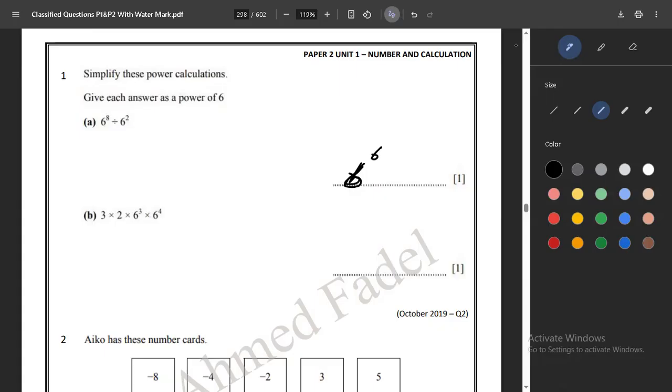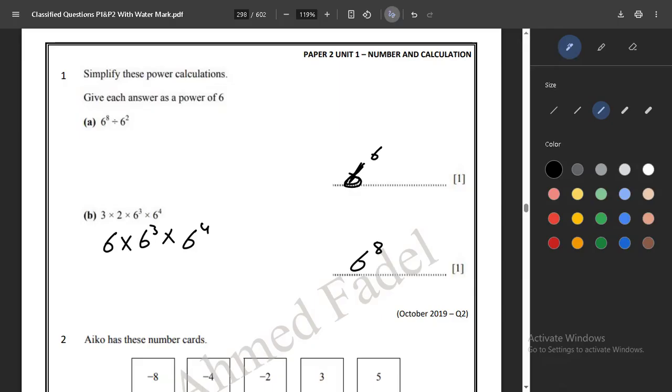All right, the next one over here, they wanted also as a power of 6. So they wanted the whole thing as 6 to the power of something. We already know that 3 times 2 is 6. So it's as if they're saying to you 6 times 6 to the power of 3 times 6 to the power of 4. So we're supposed to add the indices. 1, don't say this is 0. No, it's 1 plus 3 is 4 plus 4 is 8. So 6 to the power of 8.